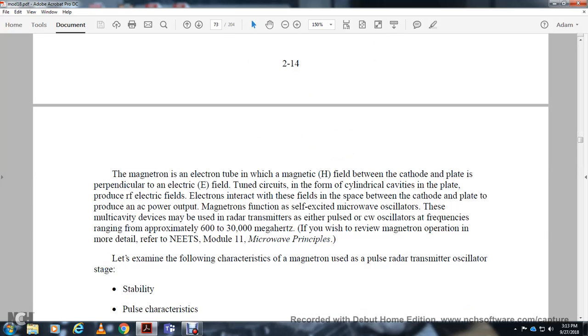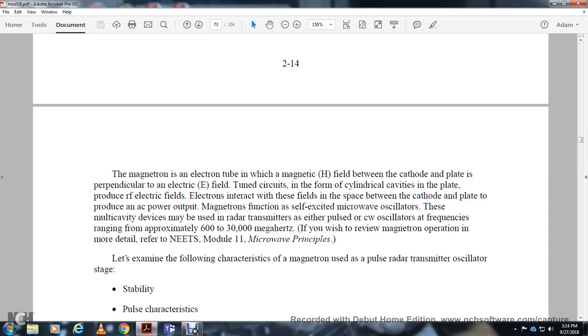The magnetron is an electron tube with a magnetic field between the cathode and plate, perpendicular to the electric field. The tube circuit is in the form of cylindrical cavities in the plate, which produce the radio frequency electrical fields. Electrons interact with the field in the space between the cathode and plate to produce the AC power output. The magnetron functions as a self-excited microwave oscillator, a multi-cavity device that may be used in radio transmitters for either pulse or continuous wave oscillators. Frequencies range from approximately 600 to 330,000 megahertz.